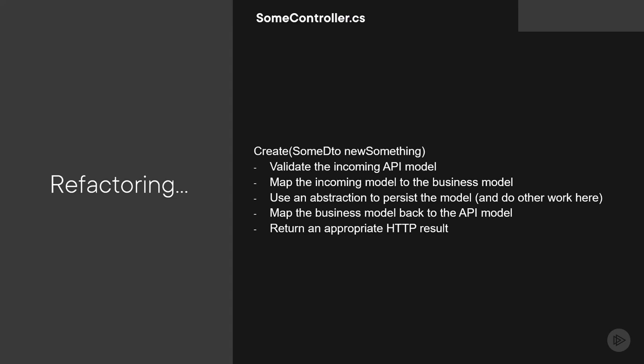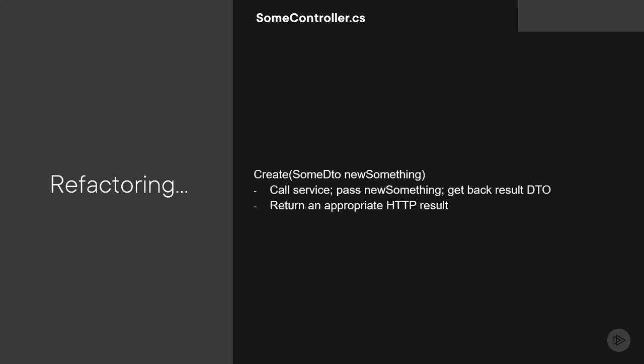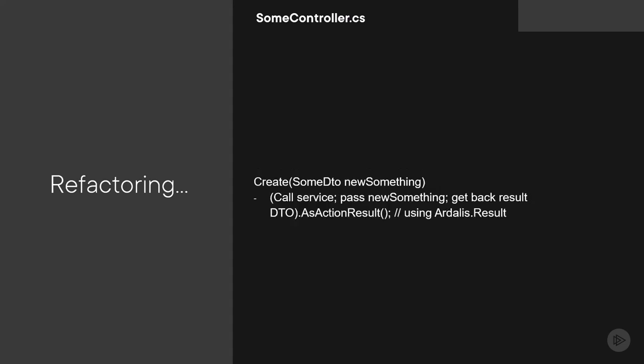First, we can remove the validation step, since the API controller attribute has that covered for us. Next, we can create a service that takes in the DTO, does all the work, including the mapping, and returns back the response DTO, leaving very little in the method itself. There's not much left to do here that would shrink this further. The only option that you might consider would be to use some type of helper to produce that result.